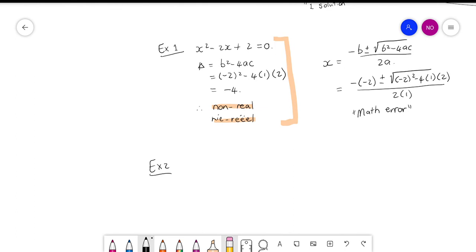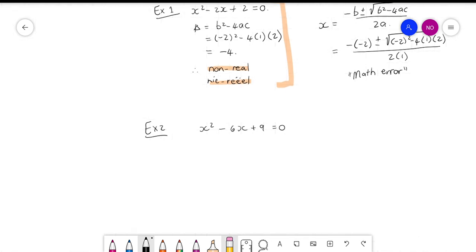Example 2, I am giving you the equation x squared minus 6x plus 9. Okay, so then I'm going to say little triangle is equal to negative 6 squared. Onthou om dit binne in hakies te sit. Minus 4 maal 1 maal 9. And if you go and calculate that, that's 36 minus 36. So that's 0.